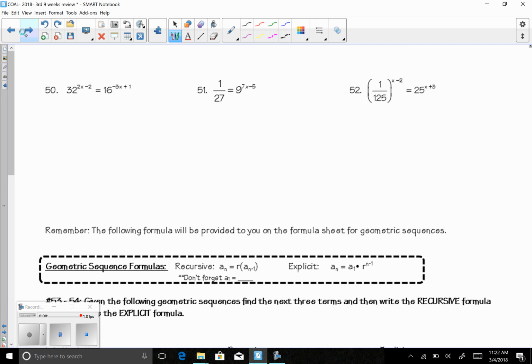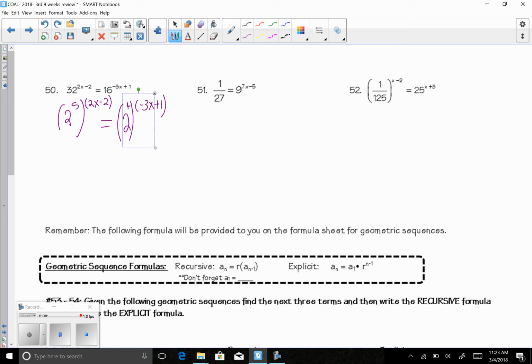48. I've got a base of 32 and a base of 16. Okay, well, 16 squared. I can't rewrite 32 as 16 to some power because 16 squared is not 32. 16 times 2 is 32, but 16 squared is not. So I'm thinking maybe 2. Okay, could I rewrite 32 as 2 to the 5th power to the 2x minus 2? And then I could rewrite 16 as 2 to the 4th to the negative 3x plus 1 power.